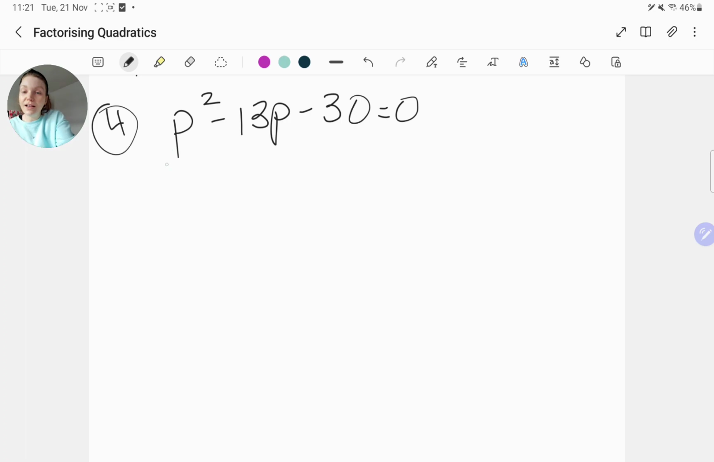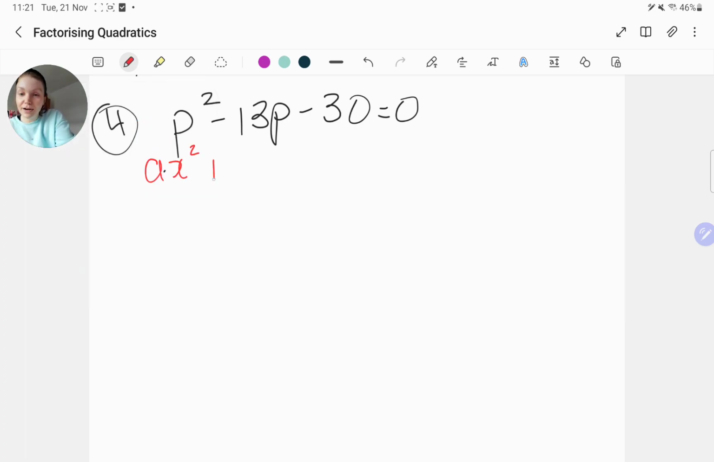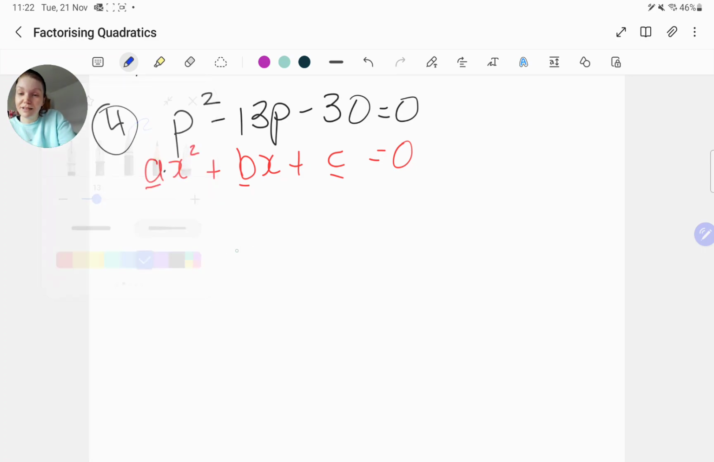Remember that, I'm just going to write it underneath to show you what I mean. So there's our ax squared plus bx plus c equals 0. So we know it's quadratic. The a, the b and the c are normal numbers and our p's, our x's, whatever letters they choose to use, please don't be thrown by it, okay?